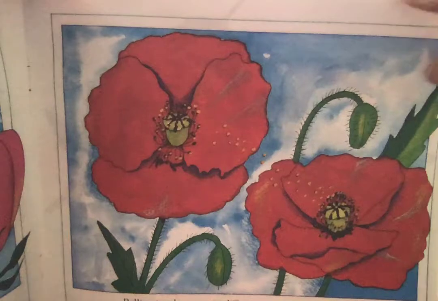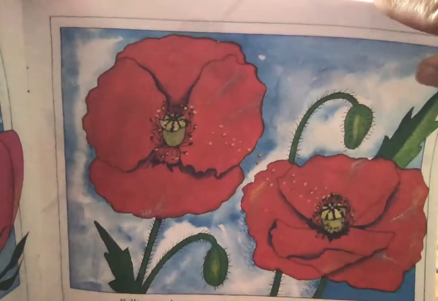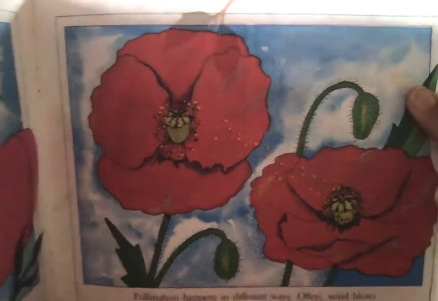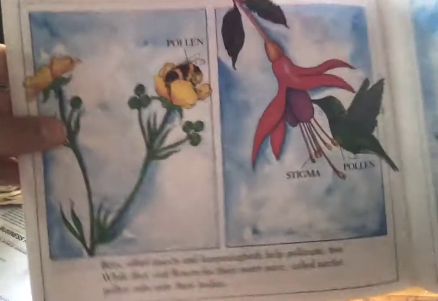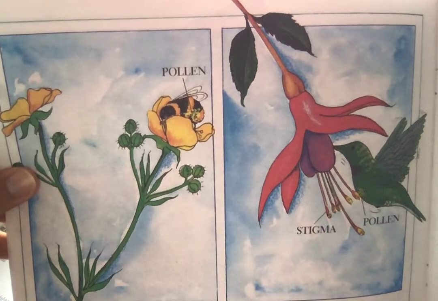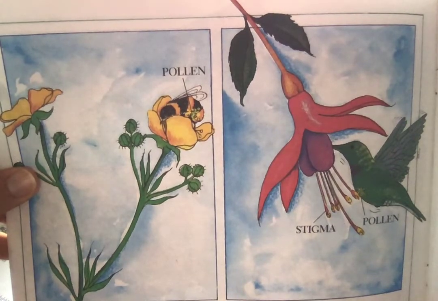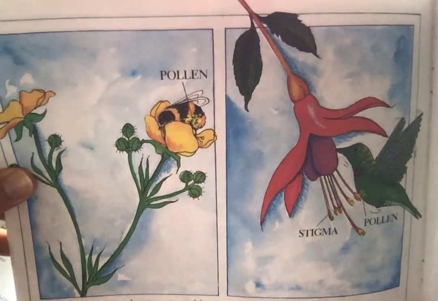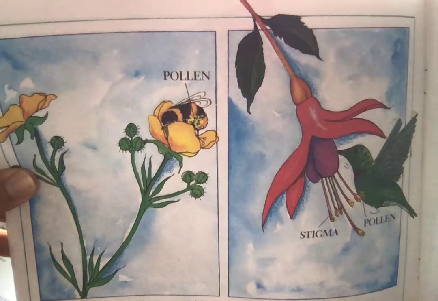Pollination happens in different ways. Often wind blows pollen from flower to flower. That's one way it gets pollinated, from the wind. Oh, I think we know what's going to happen next. Bees, other insects, and hummingbirds help pollinate too. While they visit flowers for their sweet juice called nectar, pollen rubs onto their bodies. That's pretty cool. I didn't know that hummingbirds also were pollinators.